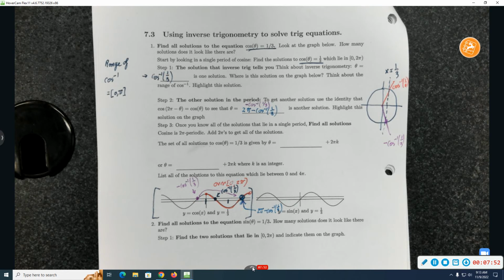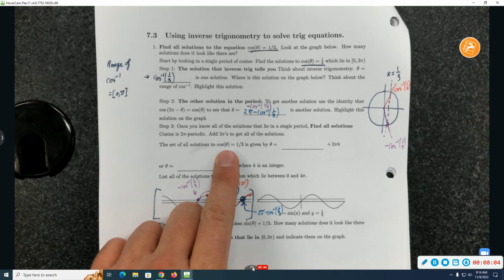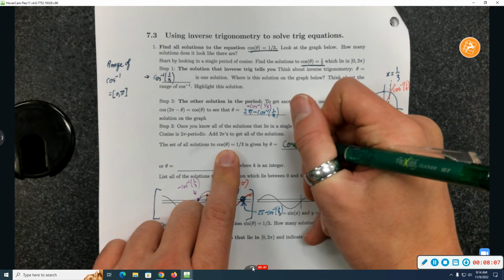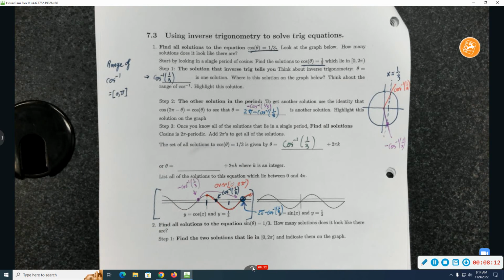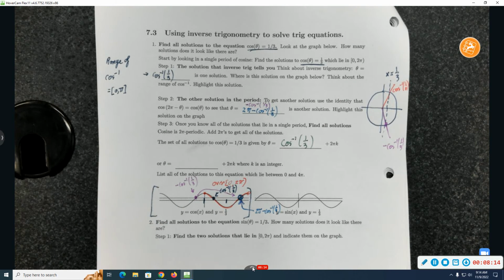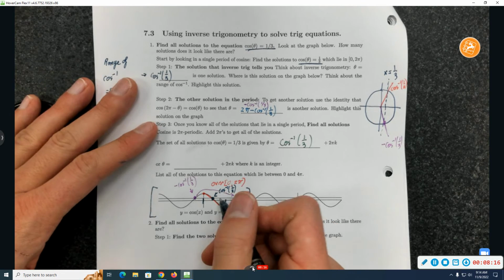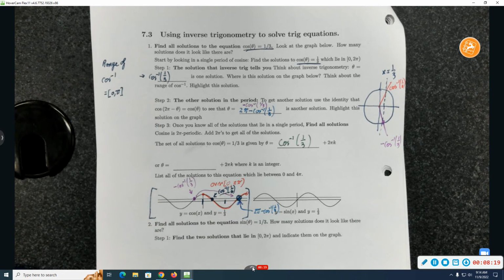Well, cosine is 2 pi periodic. So now you can get everything that cosine does by adding 2 pi's to stuff. So let's do that. So it looks like all of the solutions to cosine equals 1/3 is given by cosine inverse of 1/3 plus 2 pi k. So that would accomplish taking this point, translating it by 2 pi, translating it by 4 pi, translating it by 6 pi, translating it by 8 pi, and so on. And also going backwards, the k is allowed to be negative.